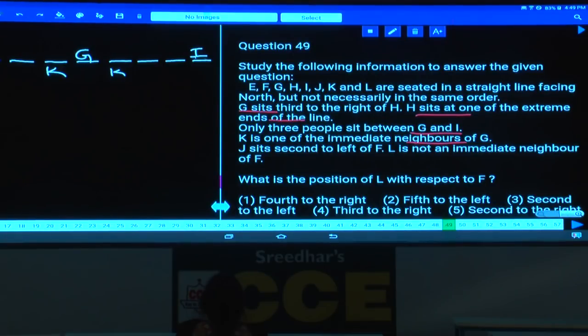J sits second to the left of F. As J is seated second to the left of F... Now, K can be either at this place or at this place.